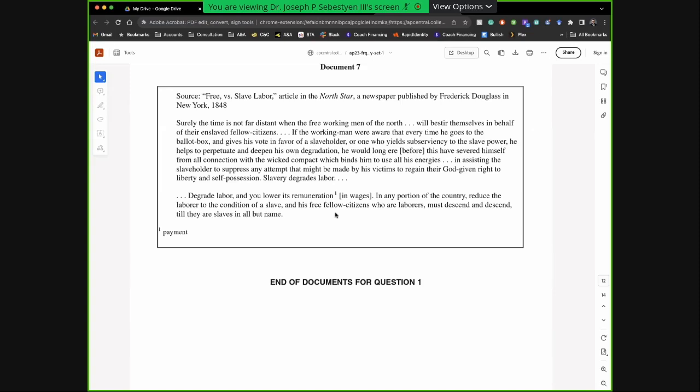Document 7, free versus slave labor, North Star. Surely the time is not far distant when the free working men of the North will bestir themselves in behalf of their enslaved fellow citizens. If the working man were aware that every time he goes to the ballot box he gives his vote in favor of a slaveholder, or one who yields subserviency to the slave power, he helps to perpetuate and deepen his own degradation. He would long ere this have severed himself from all connection with the wicked compact which binds him to use all his energies in assisting the slaveholder to suppress any attempt that might be made by his victims to regain their God-given right to liberty and self-possession. Slavery degrades labor. Degrade labor, and you lower its remuneration and wages in any portion of the country. Reduce the laborer to the condition of a slave, and his free fellow citizens who are laborers must descend and descend till their freedom is all in name.